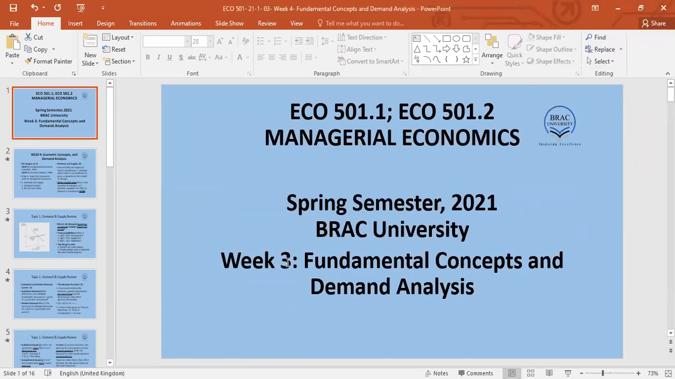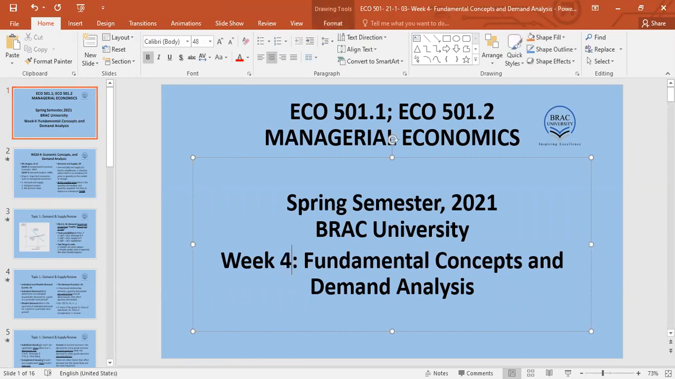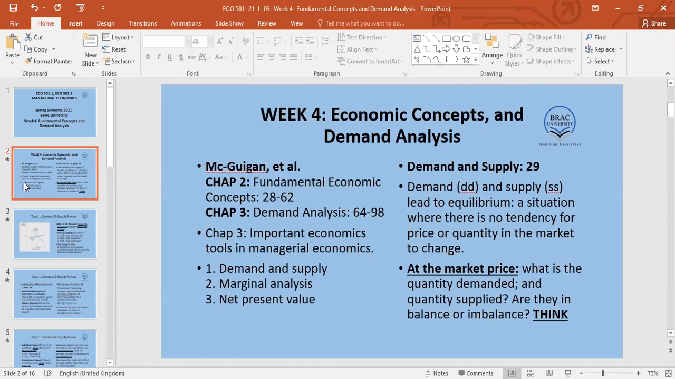Okay, so this is week 4, fundamental concepts and demand analysis. And our textbook, as before, we haven't changed the textbook yet, is McGuigan chapter 2, pages 28 to 62, and chapter 3, demand analysis, 64 to 98. In chapter 3, we're looking at some important economics tools in managerial economics, which are demand and supply, marginal analysis, and net present value. So first of all, we start with the concept of demand and supply.